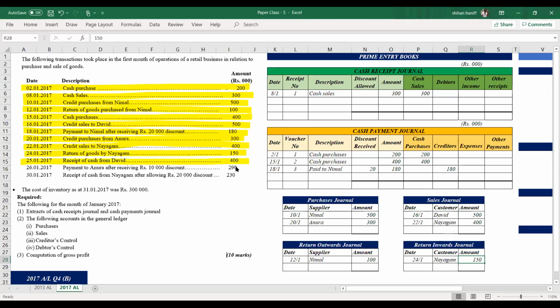Receipt of cash from David. So it's a cash receipt, 25th January, from David. 400. No discounts. So it's only amount 400.